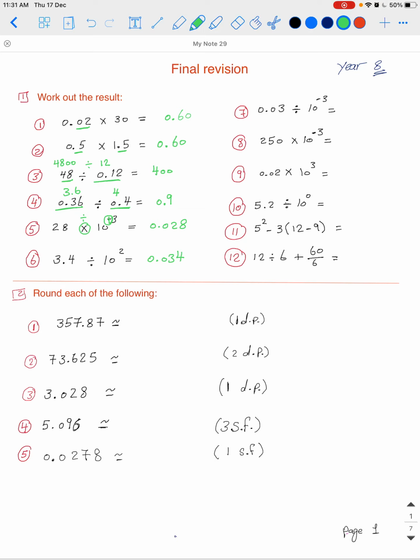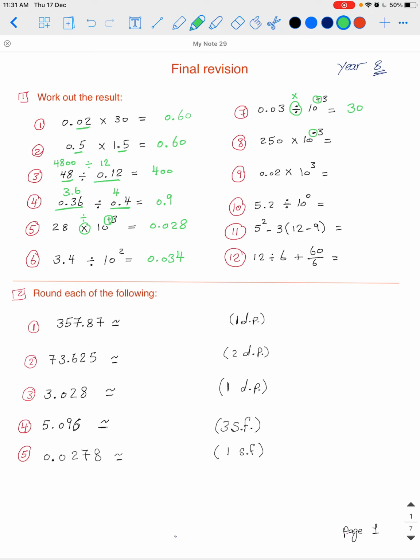Okay. Next one also I have here negative power. So I will make it positive and I will change the operation into multiplication. So 0.03 multiplied by 10 power 3 means 1000. So I will move the point forward 3 steps. So it will be 30.